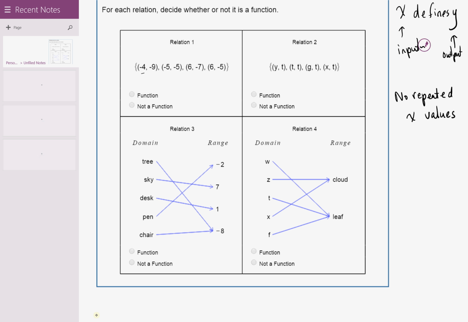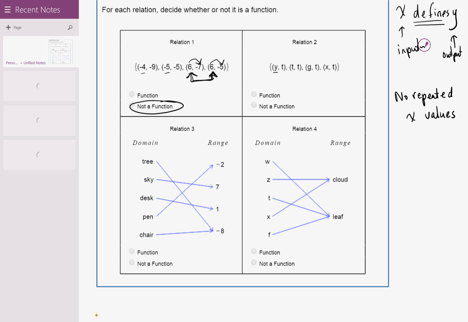So here I have -4, -5, 6, and 6. I have a repeated x value. And this x value goes here to -7, or maps onto -7. And this x value maps onto -5. Therefore, x does not define y, because knowing this x does not tell me what y is. If x is 6, I do not know what y is. And so this is not a function.